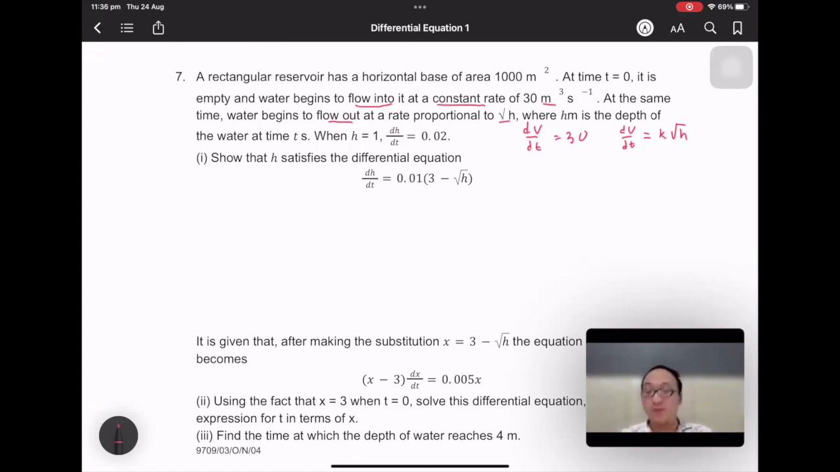Okay, in this question, we have dV/dt, but we have to prove dH/dt. So, since this is a rectangular reservoir, we know that the volume is the base area times height. So that means I can find the equation of the V.